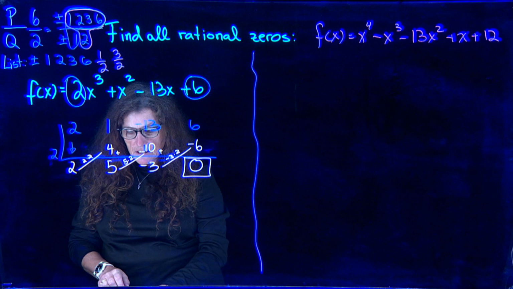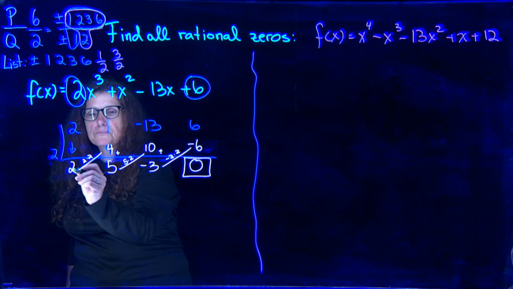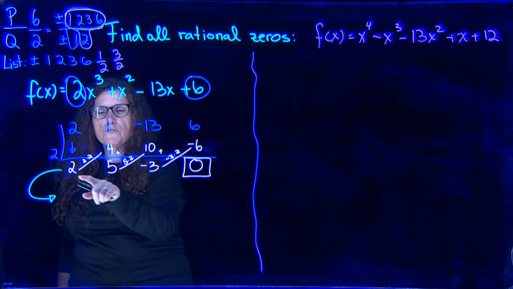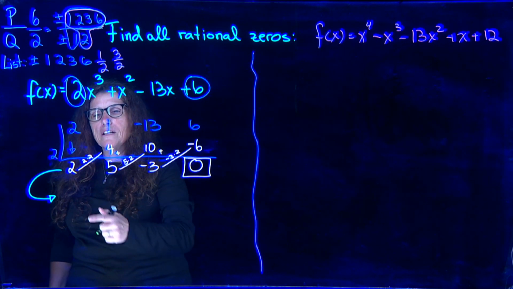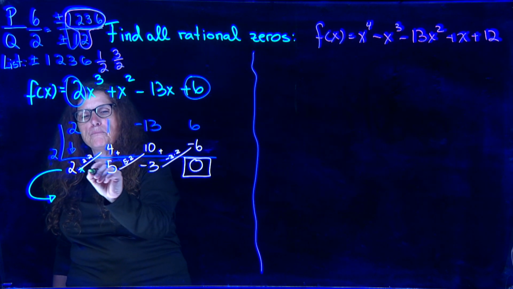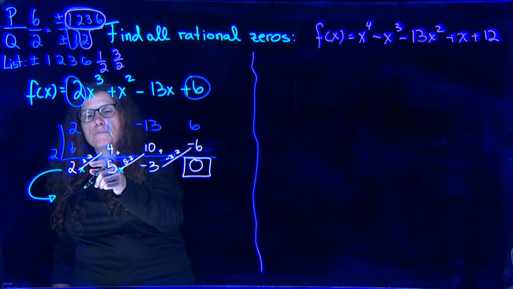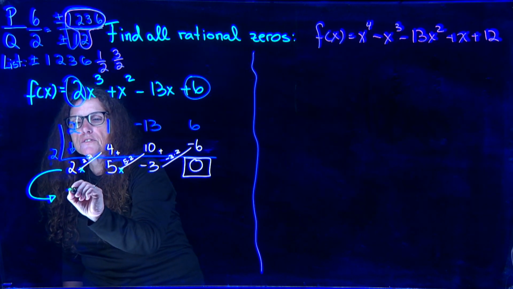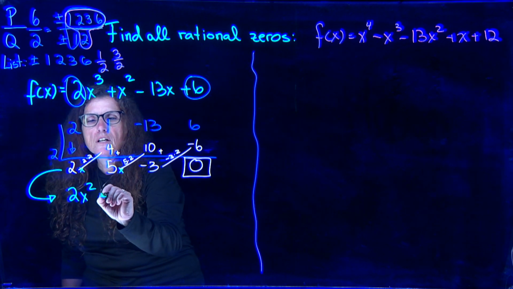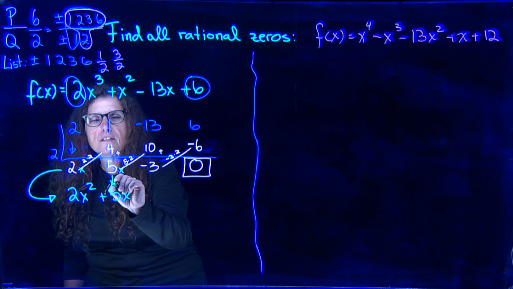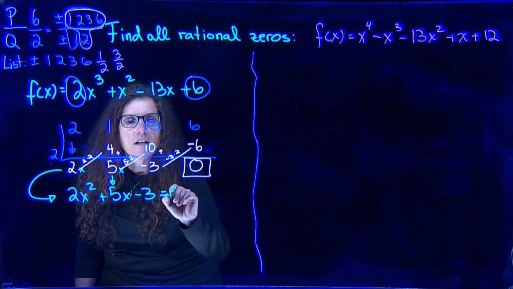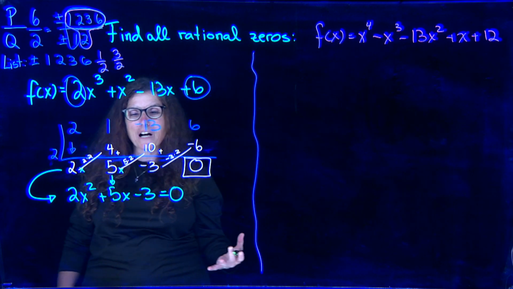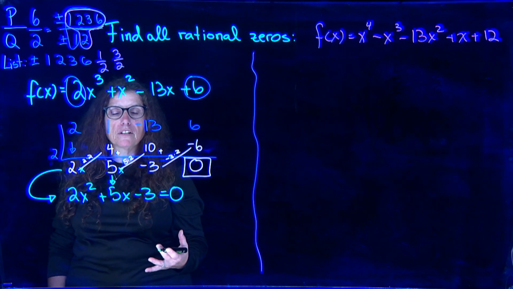Now, how do we find the other 2 zeros? Well, we rewrite this last row here. These are my coefficients for my next polynomial if I bring back the x variable, but now this x variable is 1 degree less than what I started with. So this becomes 2x squared plus 5x minus 3. And this is the trinomial now that I have to solve either by factoring or by quadratic formula.